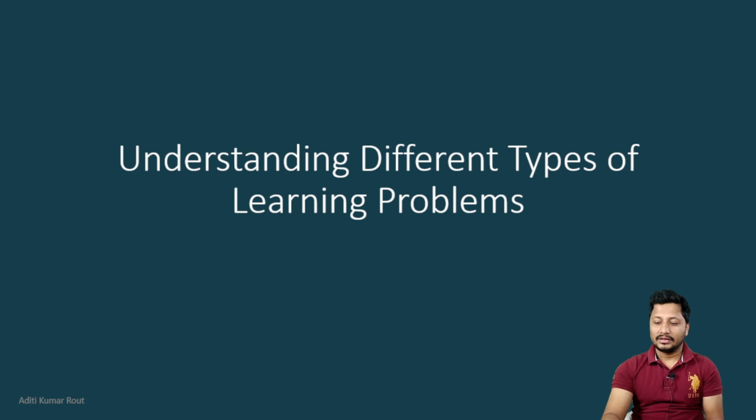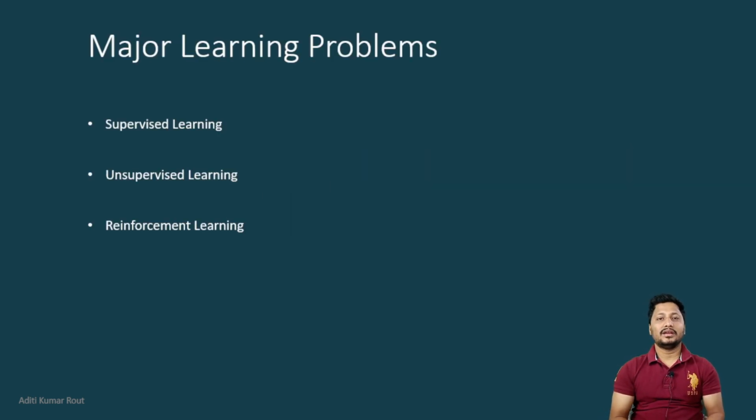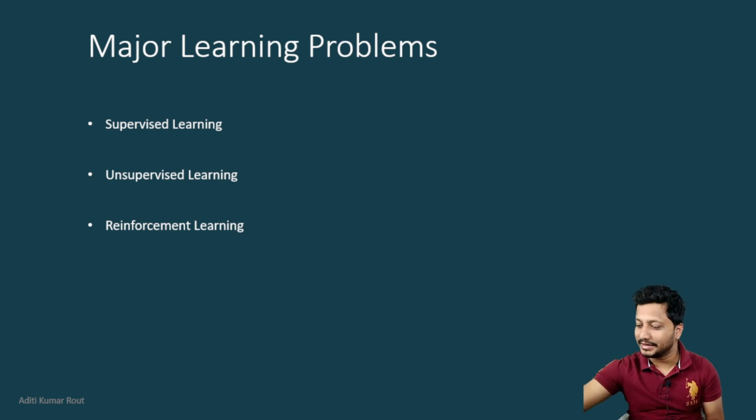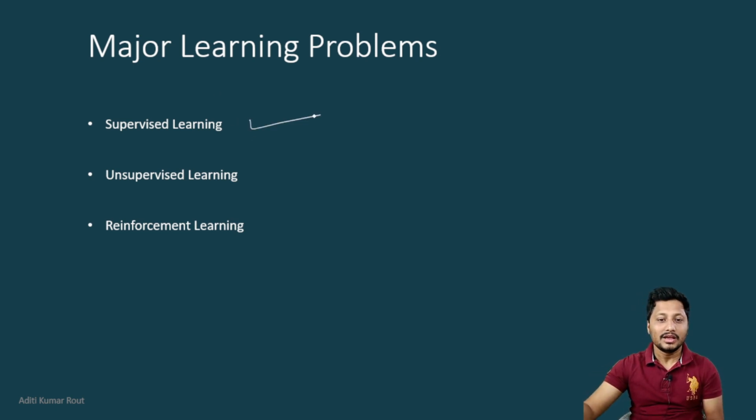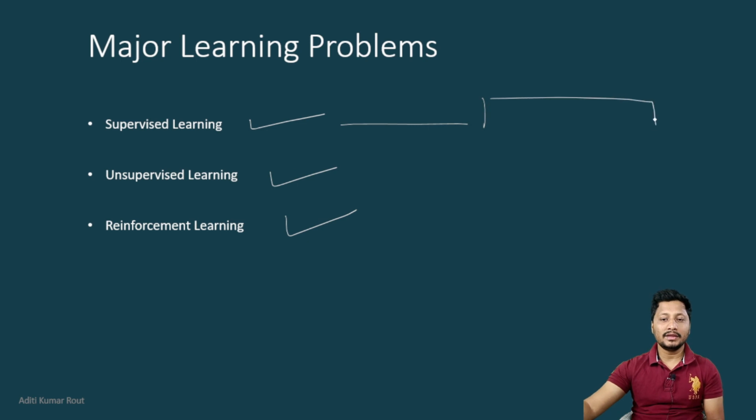My first categorization here is the major learning problems, which include three main categories. The first is supervised learning, the second is unsupervised learning, and the third is reinforcement learning. Supervised learning is where we have our input variables and a label.